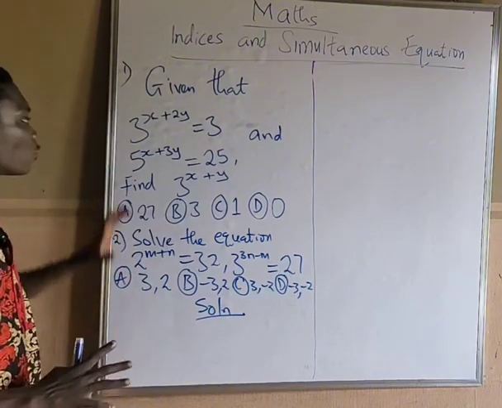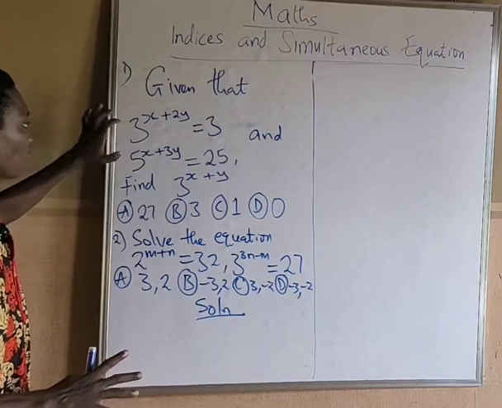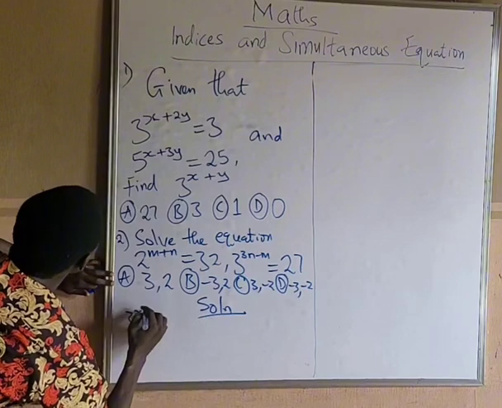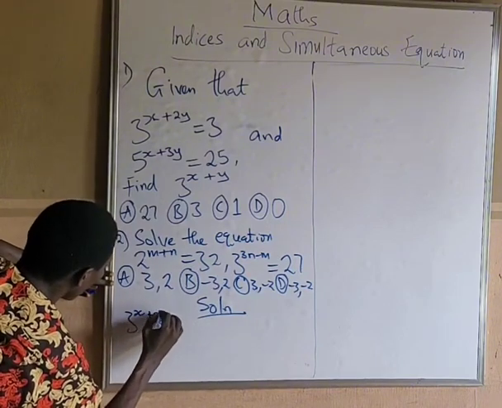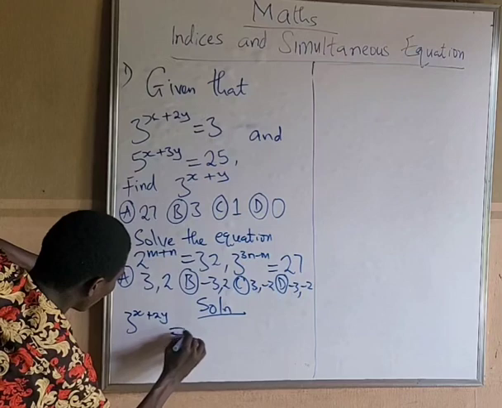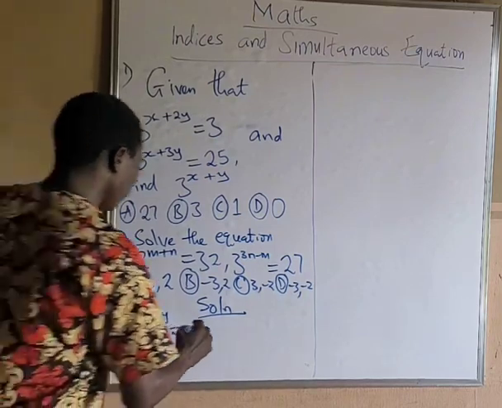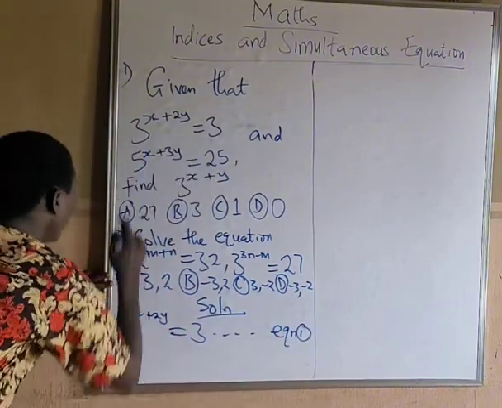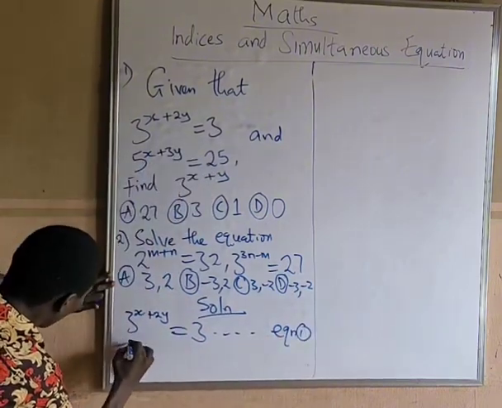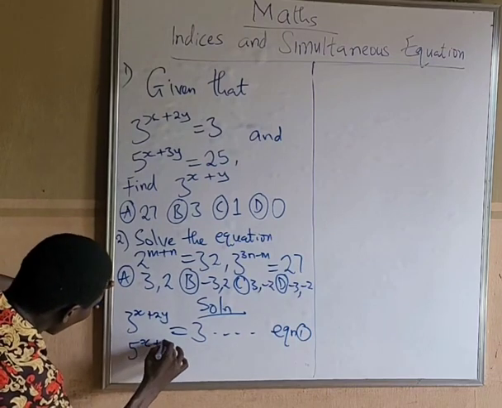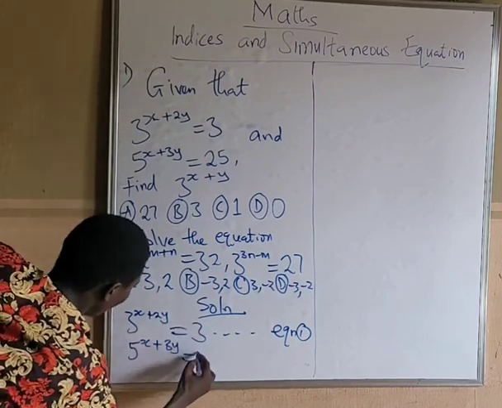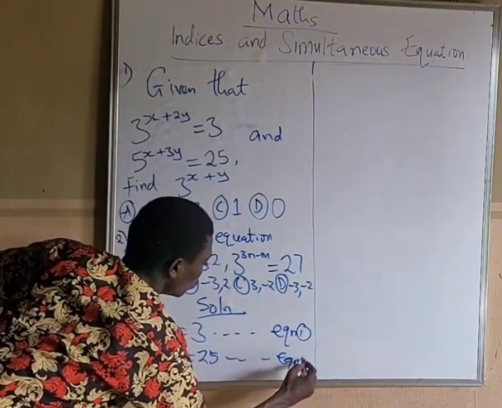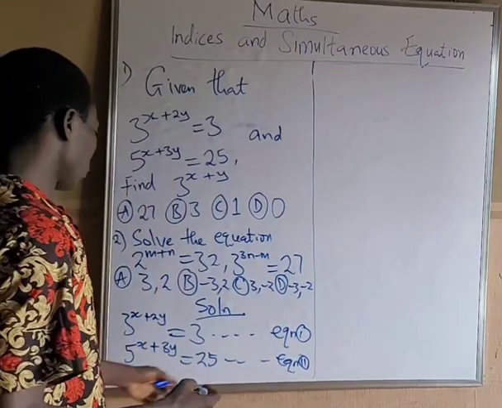All right, so let's write out the 2 equations we have for question number 1. These are the 2 equations. For equation number 1, I have 3 raised to the power of x plus 2y, everything equals to 3. That is equation 1. For equation 2, I have 5 raised to the power of x plus 3y equals to 25. So let's take this to be equation 2.